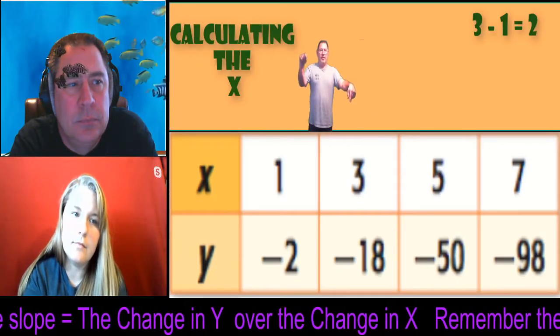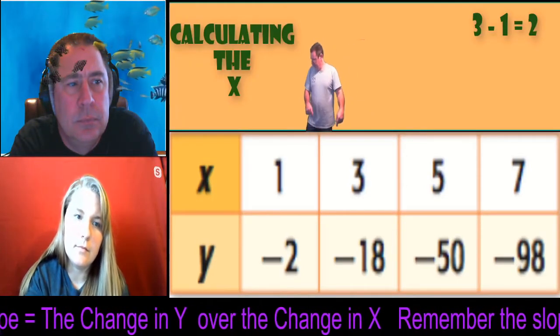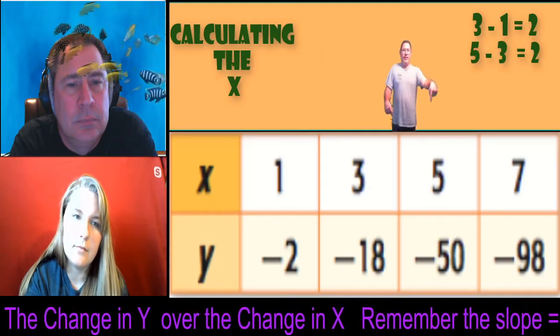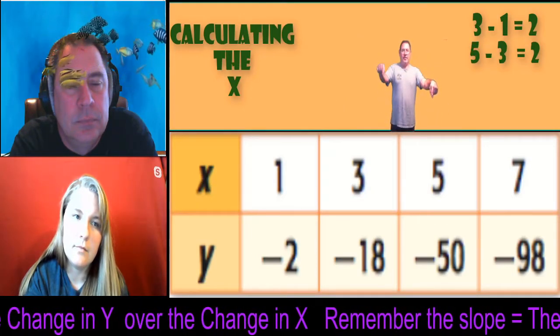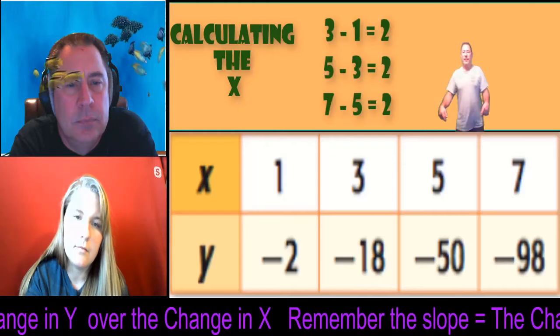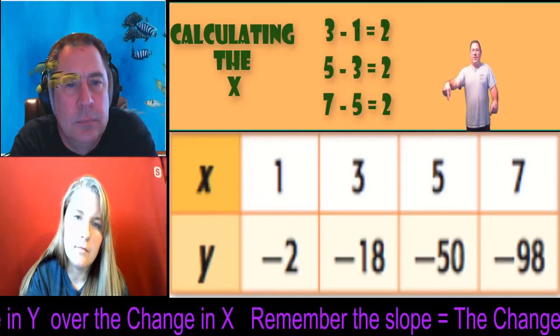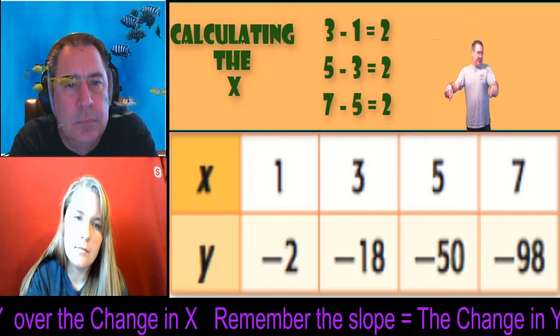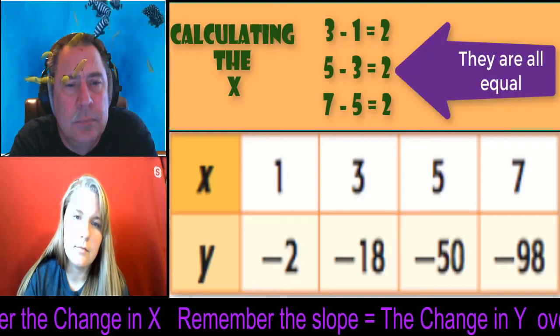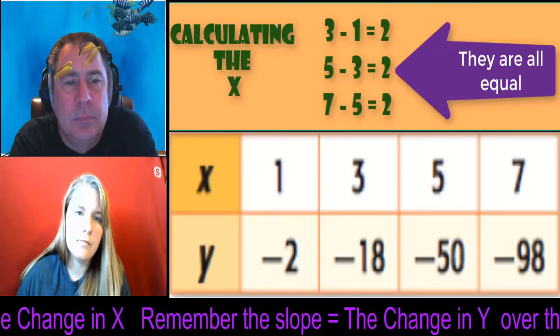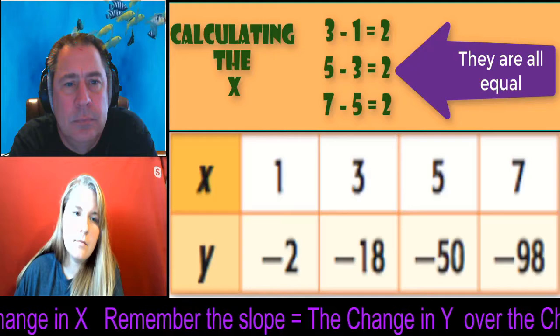So we start again with the x. 3 minus 1 is 2. And then we go on to the next one. 5 minus 3 is 2. And 7 minus 5 is also 2. So on the top half, the x's, they all are the same. So that's a good start. They are all equal. We're looking pretty good so far. Now again, we still got a ways to go though.